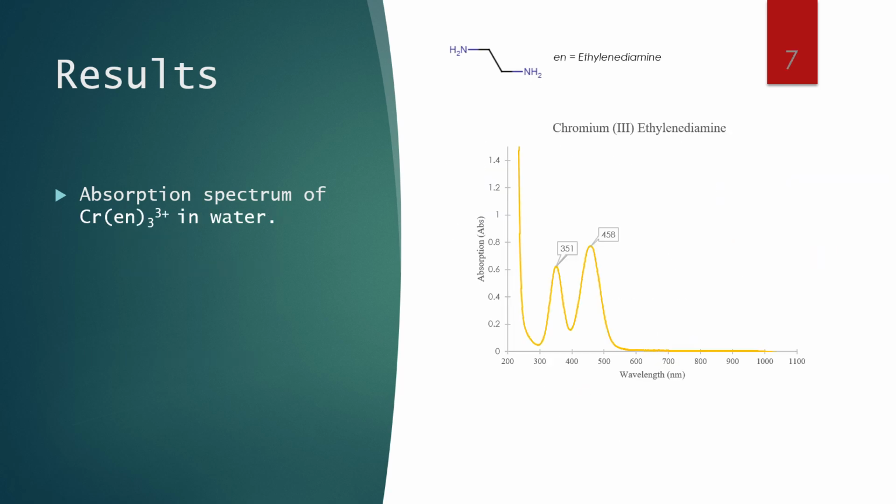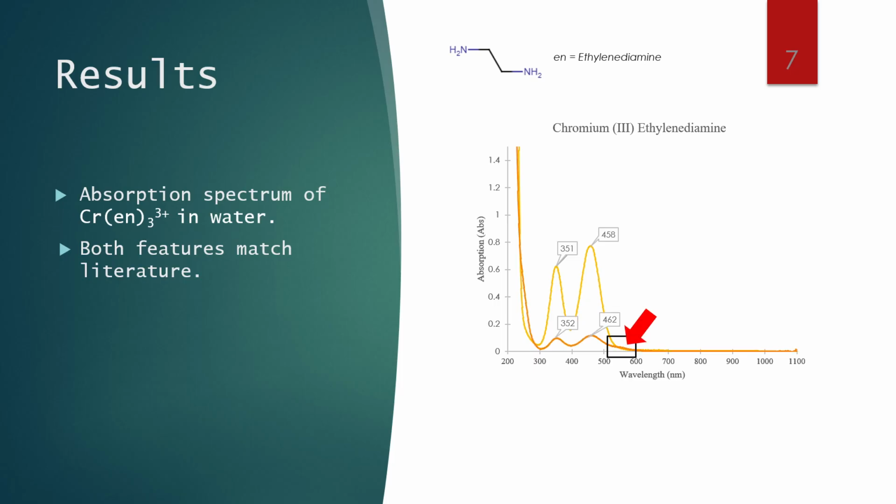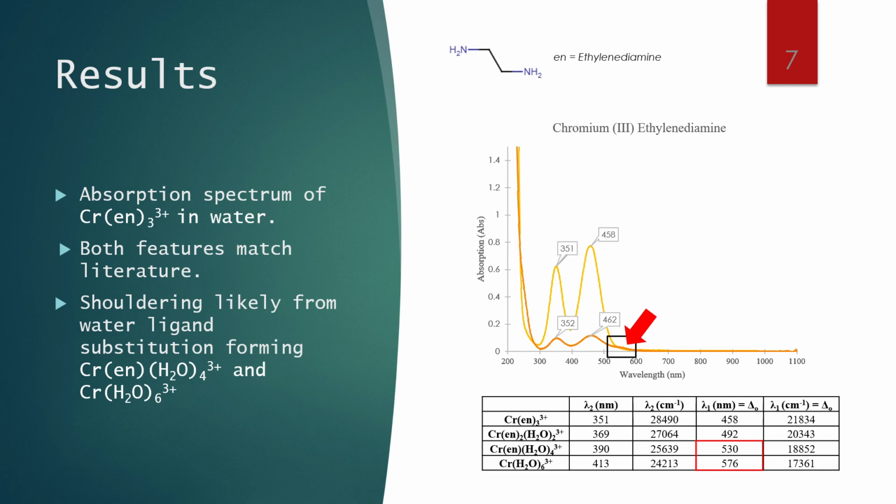Now shown is the absorption spectra of chromium ethylenediamine. You'll notice that both features match extremely well. They're very well-defined peaks. However, after returning 2 days later, we noticed that the solid that was previously orange had become a dark red. And we took the UV-Vis, and you'll notice that this little shouldering exists. And to classify what that could possibly be, we used the rule of average environment to find some mixed ligand species between ethylenediamine and water. And we believe that the shouldering is likely from ligand substitution with water, forming the two species shown below.